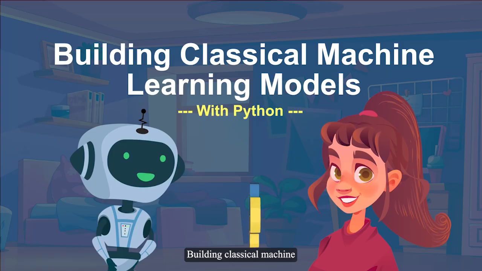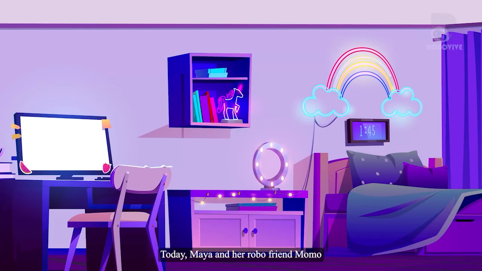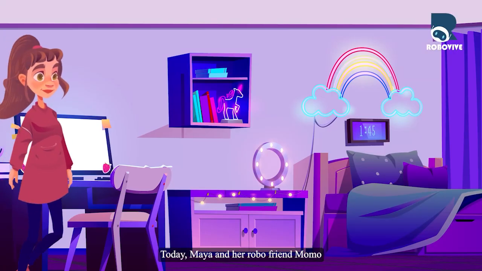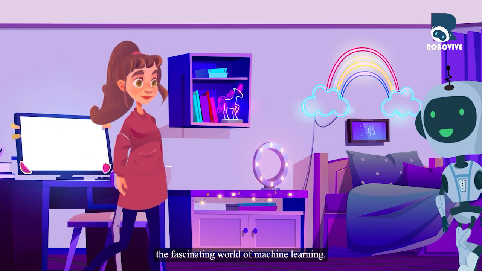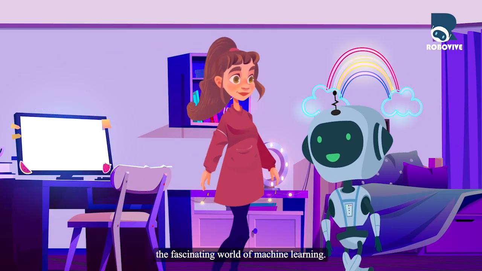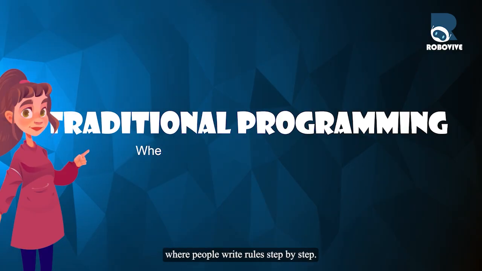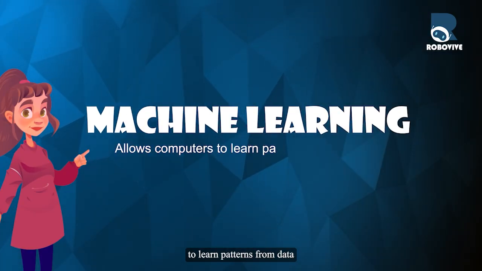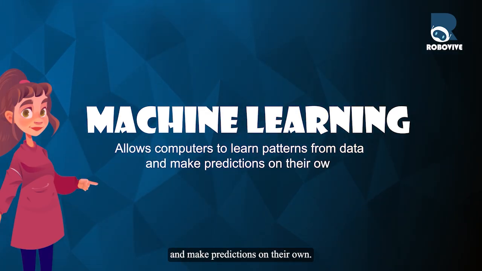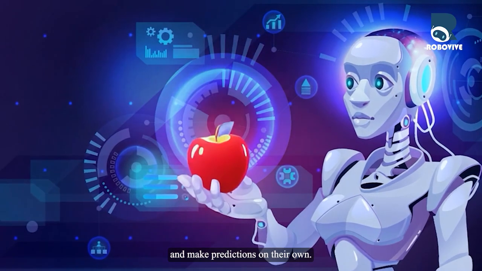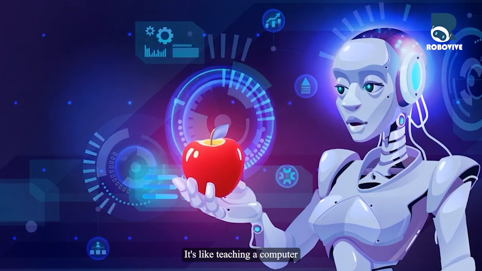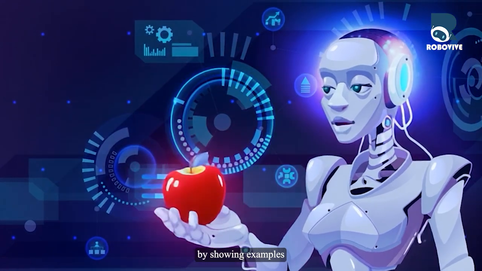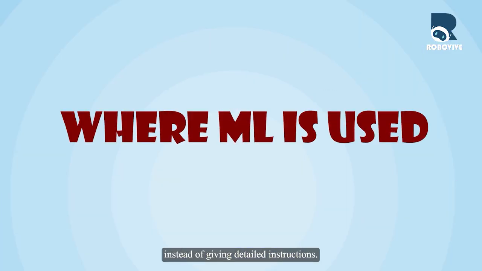Building classical machine learning models with Python. Today, Maya and her robo-friend Momo are going to explore the fascinating world of machine learning. Unlike traditional programming, where people write rules step by step, machine learning allows computers to learn patterns from data and make predictions on their own. It's like teaching a computer by showing examples instead of giving detailed instructions.